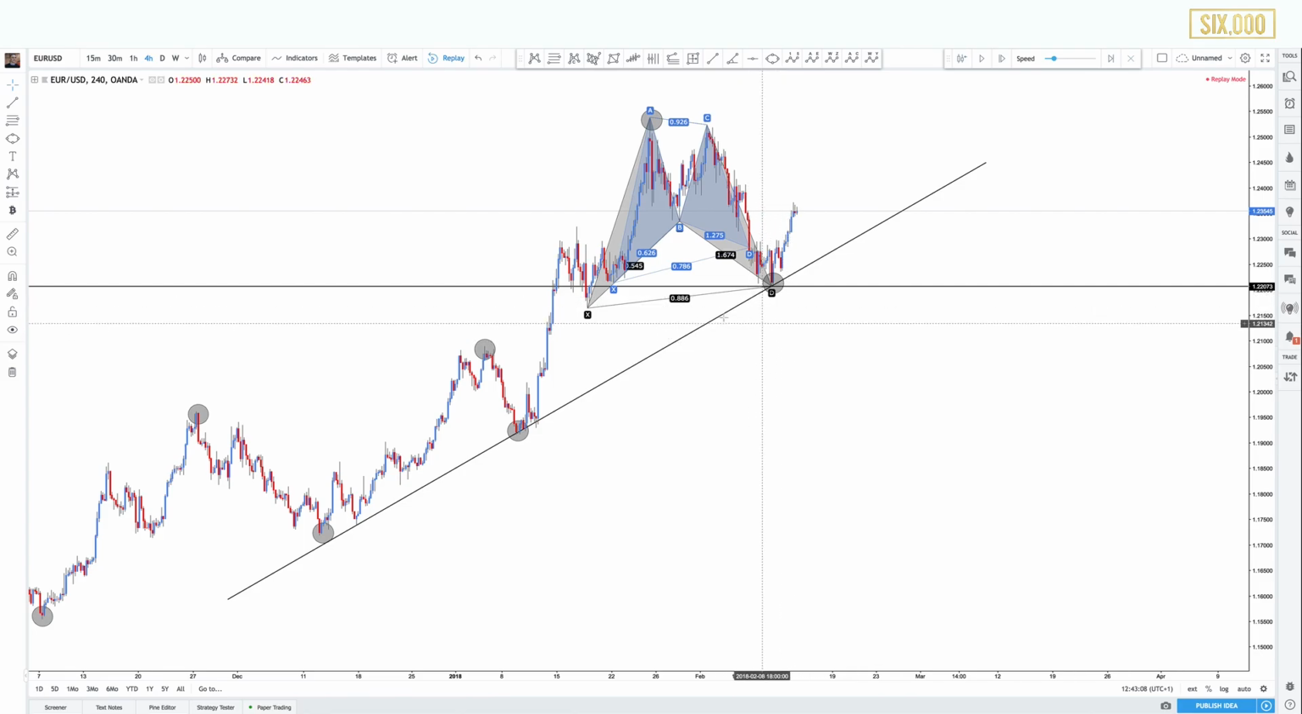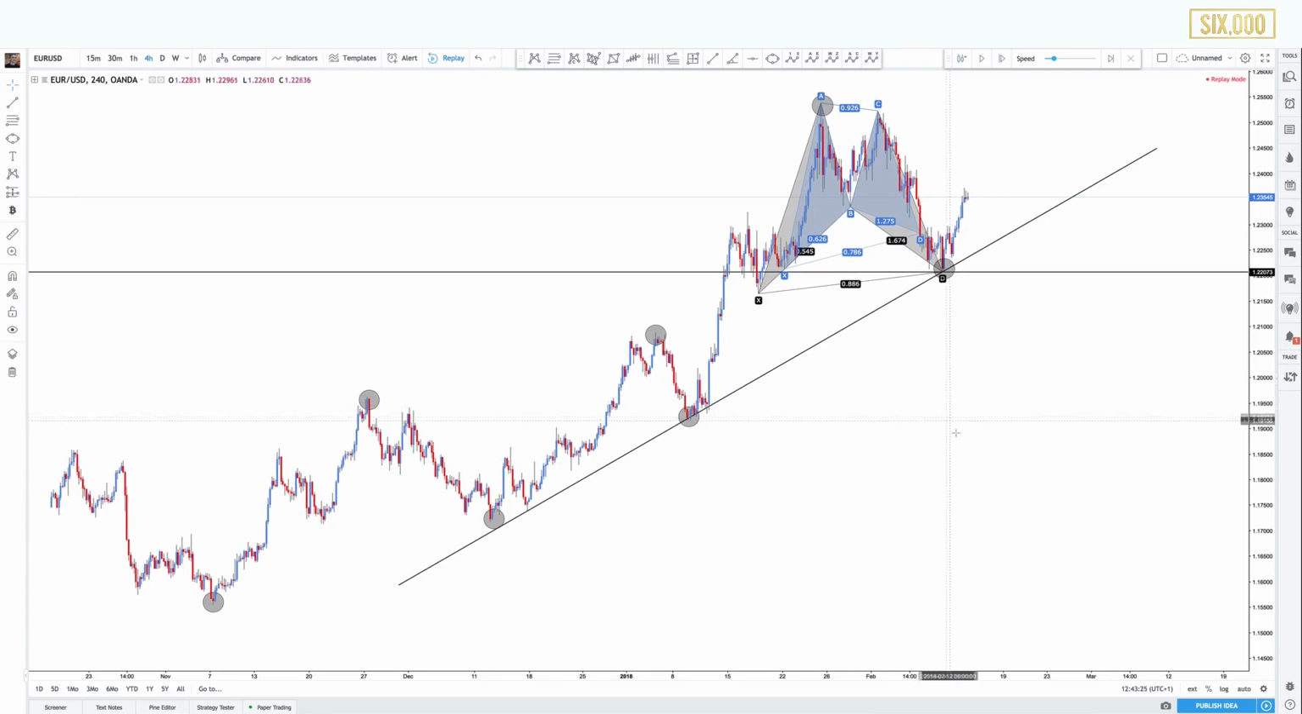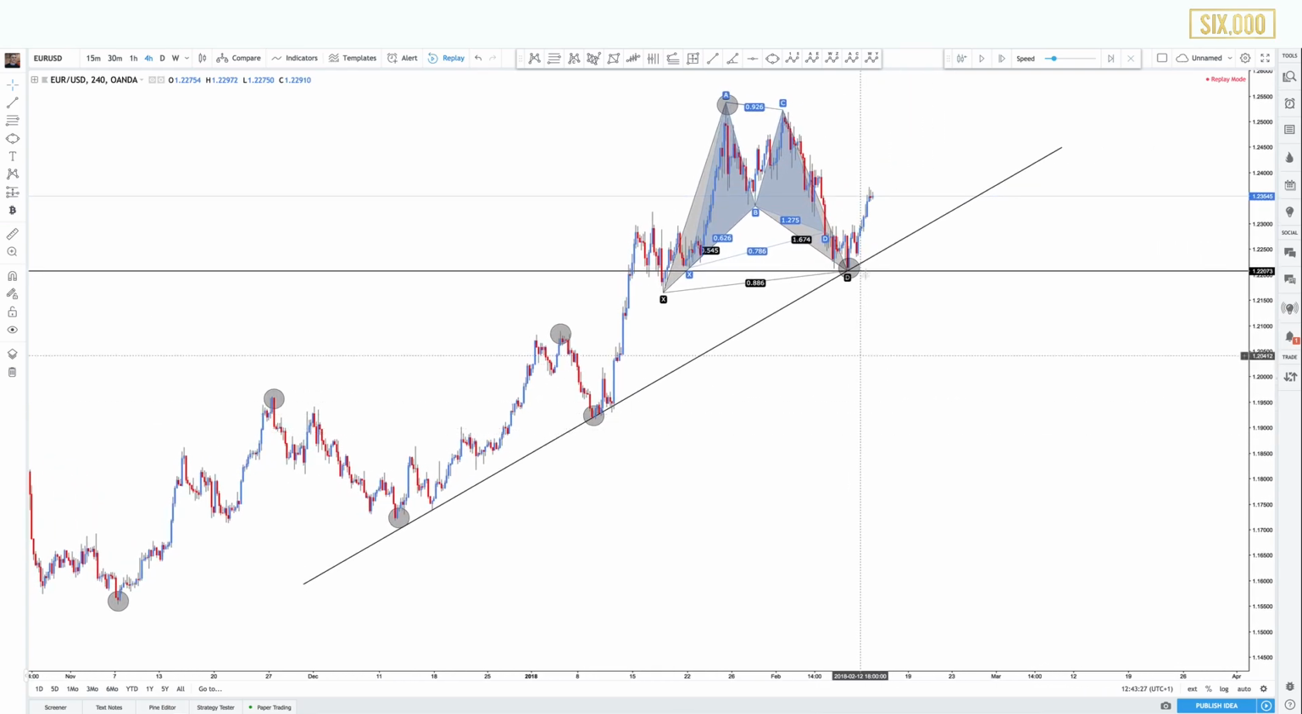And we can see overall just the structure of the bat. That's really what we're looking at. We want to go with what is logical. We don't want to try and force our formations on the market. As I've mentioned before, we want to look for these distinct M and W type structures. We want to look for market confluence. We want to look for areas of reaction. And that's exactly what we got here.